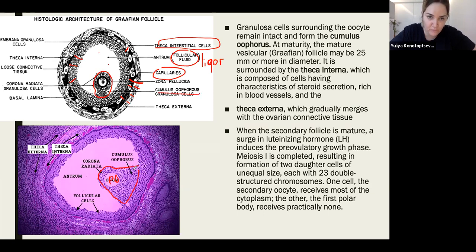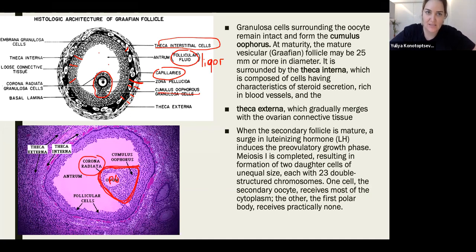So cumulus oophorus is not just this area, it's all of it according to our university. All of this area is cumulus oophorus. It's just granulosa cells which are within the proximity of the oocyte. Okay, so it's just granulosa cells which are very much nearby your oocyte. Corona radiata is a very special structure that appears after ovulation.